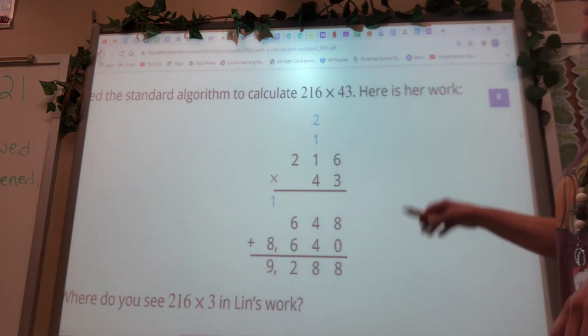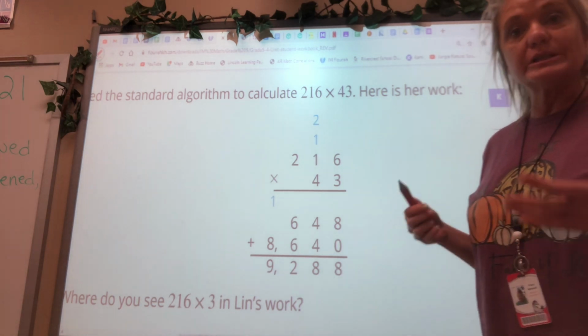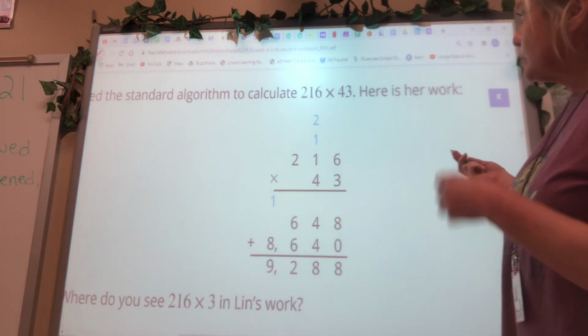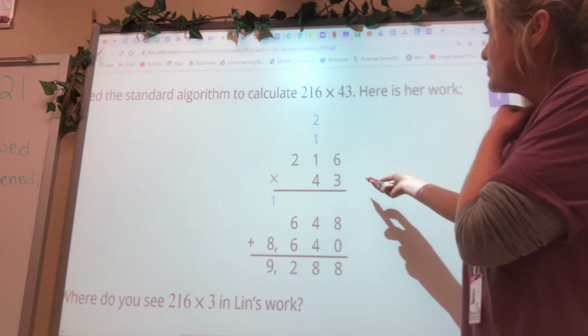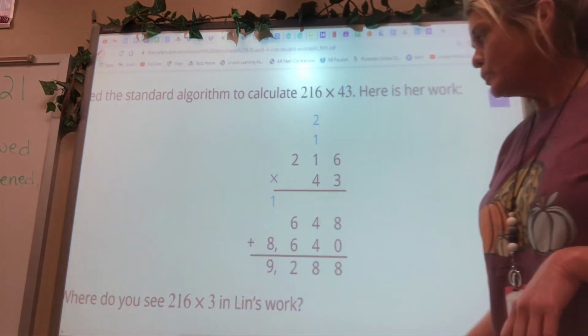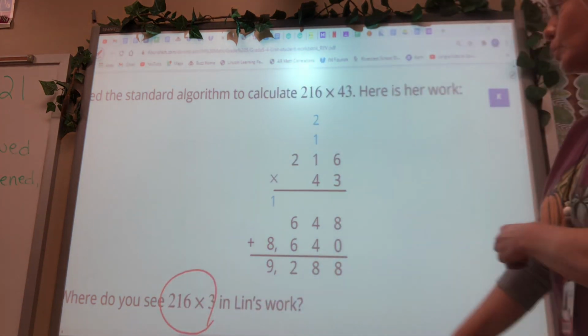Okay? It says that Lynn used the standard algorithm, which remember, standard algorithm just means the standard steps, to do her work of 216 times 43. And the question asked, where do you see 216 times 3 in Lynn's work?